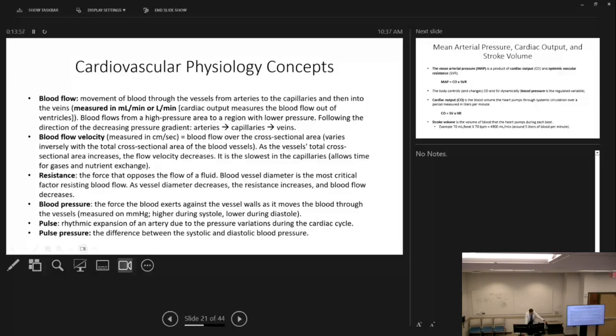And then we have to study blood pressure, and the difference between blood pressure and pulse pressure, what they are, how we measure them, what determines them. Pressure is simply the force that occurs because of the interaction of the blood against the blood vessel walls as the blood moves throughout the circulatory system. We measure it in millimeters of mercury, and it's going to be higher during systole and lower during diastole.